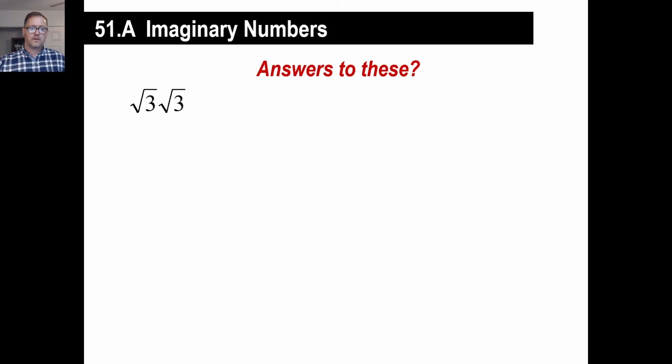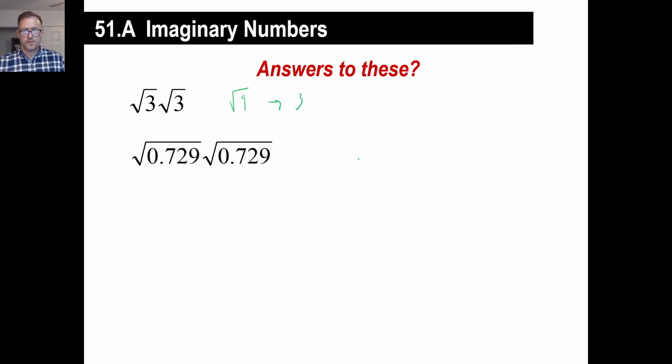Okay, well, you tell me, what's the answer to this? The square root of 3 times the square root of 3. It's the square root of 9, right? Or just 3. How about the square root of 0.729 times the square root of 0.729? The answer is 0.729. It doesn't matter. As long as you got it twice in there, who cares? If you got the square root of Fred times the square root of Fred, the answer, I'm telling you, is Fred, because that's how it works.